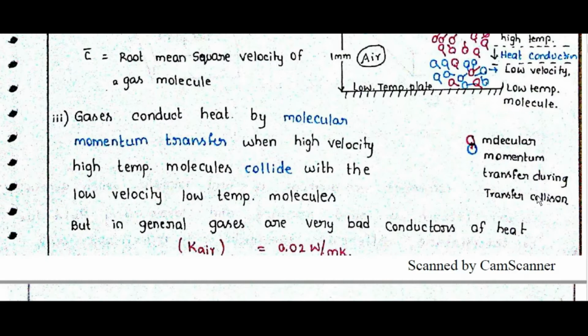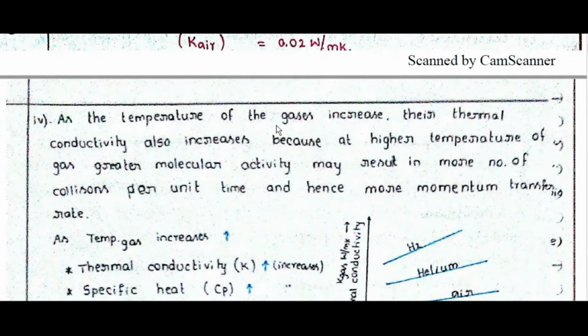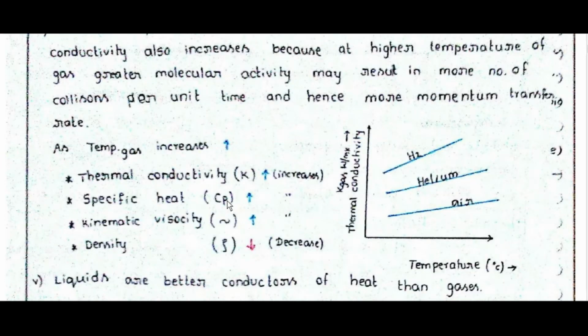Molecular momentum transfer occurs during collision. As the temperature of gases increases, their thermal conductivity also increases, because at higher temperature greater molecular activity may result in more collisions per unit time and hence a higher momentum transfer rate. As the temperature of a gas increases, thermal conductivity increases, specific heat C_p increases, kinematic viscosity increases, and density decreases. Thermal conductivity versus temperature for air, helium, H2: as temperature increases, K also increases.